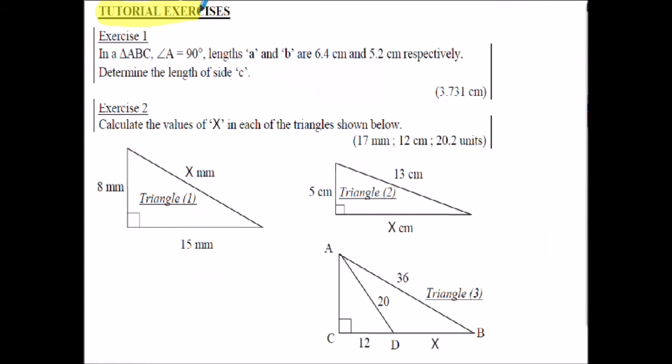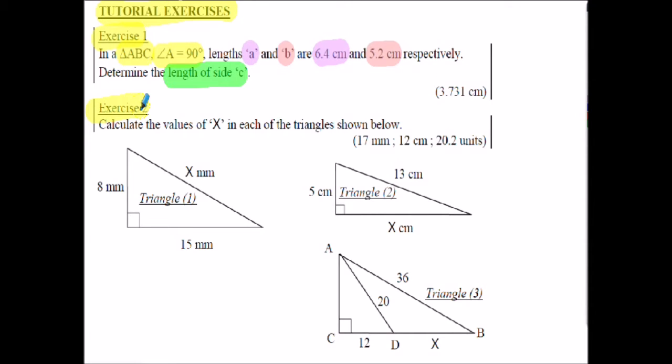Here are some tutorial exercises. In exercise 1, we're given a triangle ABC, where angle A in this case is 90 degrees, and we're given the lengths of side A, which is 6.4 centimeters, and the lengths of side B, which is 5.2 centimeters. We're asked to determine the lengths of side C.